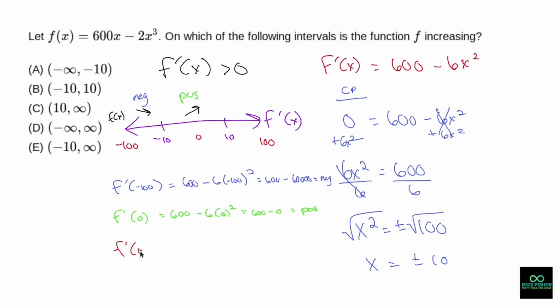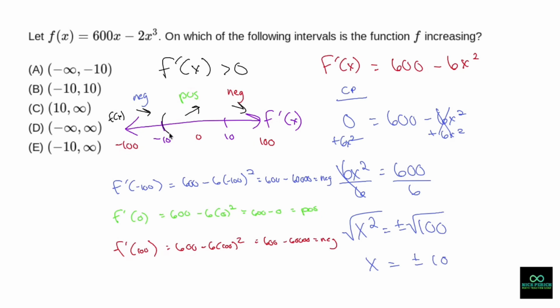So f prime of 100 is going to be 600 minus 6 times 100 squared. And what's going to happen is the same thing that we had up here in blue, or if you're colorblind, gray, and we get 600 minus 60,000, which is negative. So we are negative right here, which means that we are decreasing on the interval from 10 to infinity.